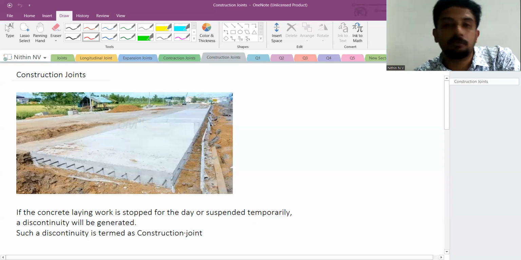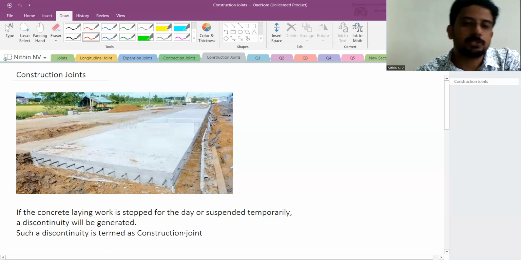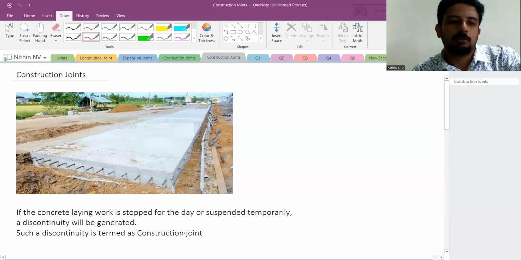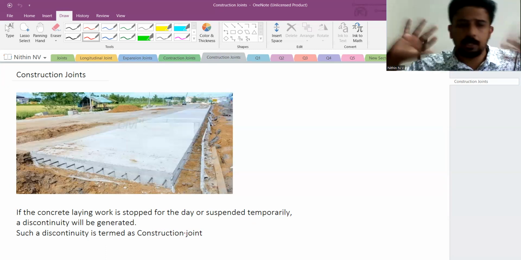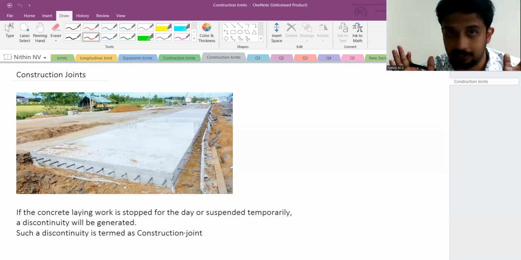Now, practically, whenever we are constructing a particular slab, we will not be simply stopping the work. Okay, 5 o'clock, tata, bye bye. We'll not go like that.